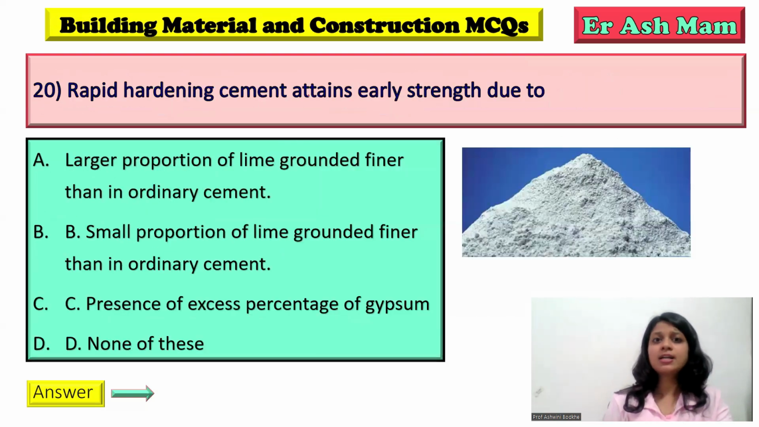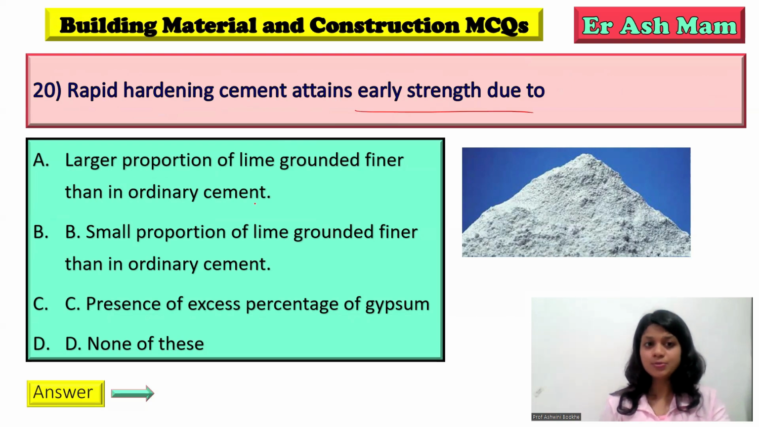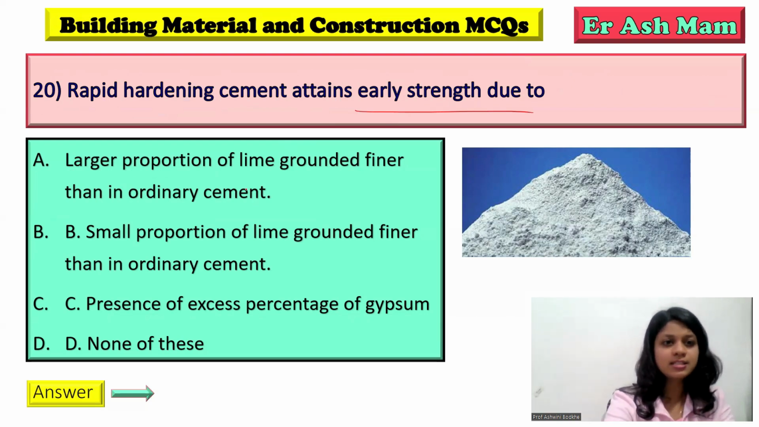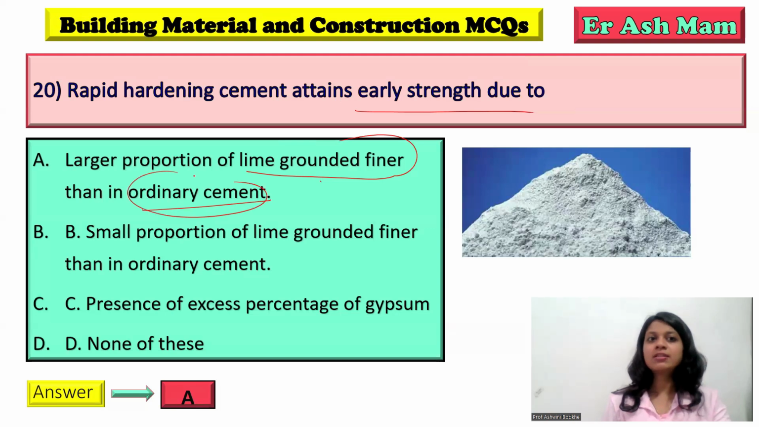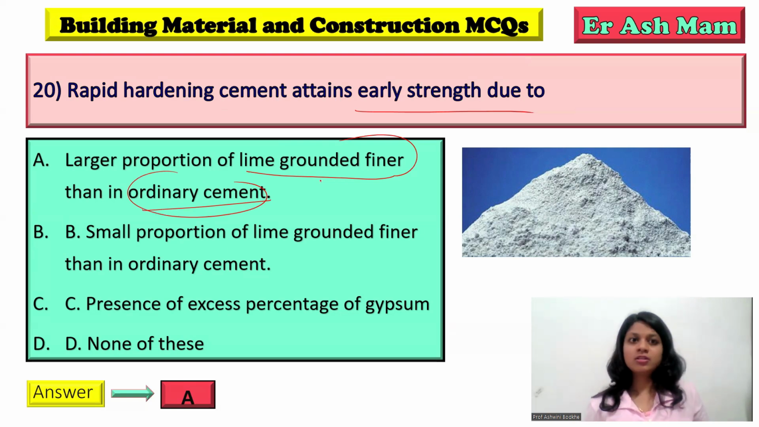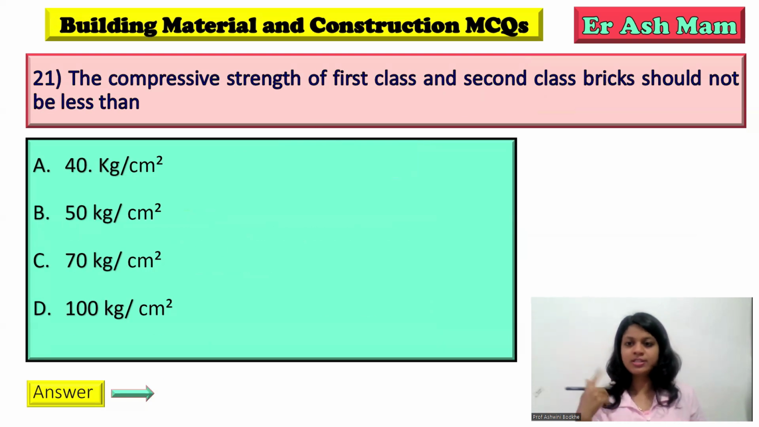Rapid hardening cement attains early strength due to, answer is A, large proportion of lime ground finer than in ordinary cement. If the lime grounded size is finer than ordinary cement, then the surface area will be more. This is why rapid hardening cement attains early strength. Okay, the hydration reaction will take place fast.